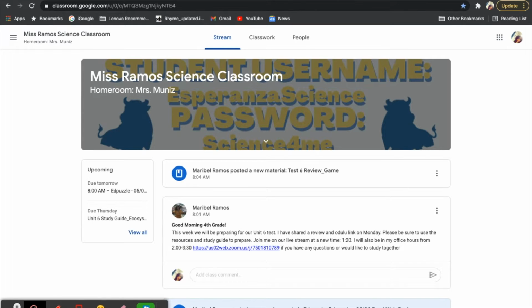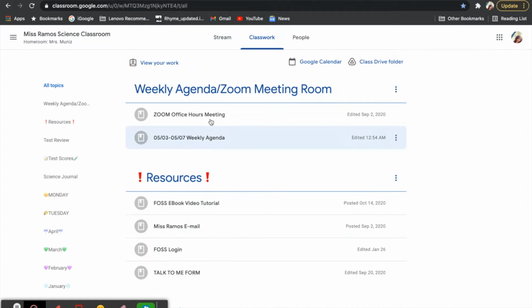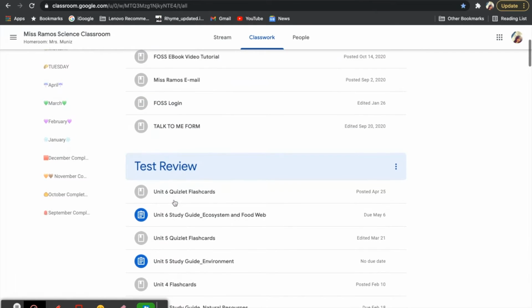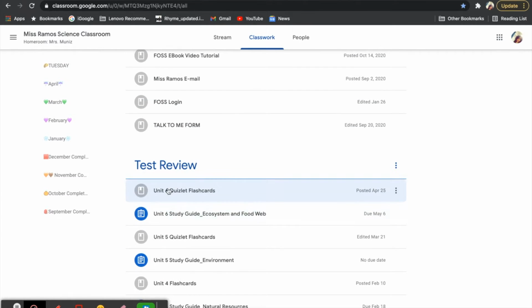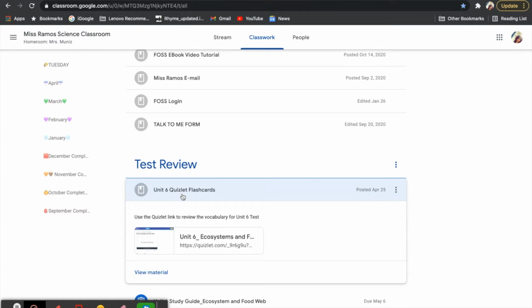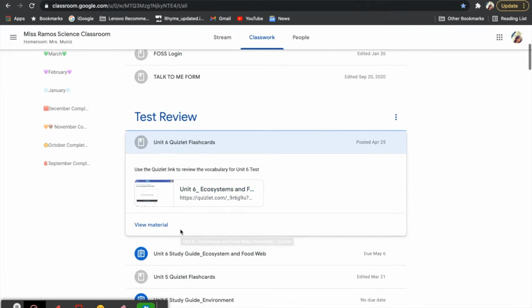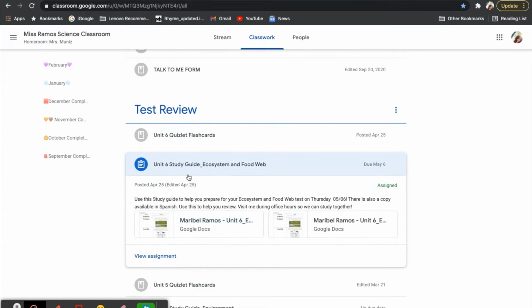Now, to find the study guide, you have to click on classwork. Once you're on classwork, you will come to this page. You're going to scroll down to test review. Under test review, you have Unit 6 Quizlet flashcards, which is a great tool to help you study your vocabulary words. And then under that, you have your Unit 6 study guide, Ecosystems and Food Web. This study guide you can use to help you study for the test.